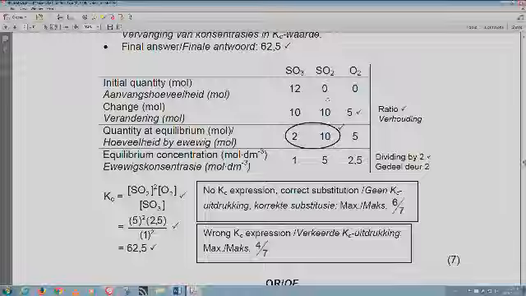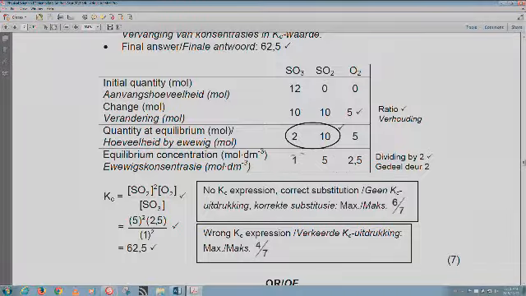And then the initial moles of sulfur dioxide plus the change in moles, giving you the equilibrium moles of sulfur dioxide there. If these 2 are correct, the learner will get that 1 mark. And then for dividing the equilibrium moles by 2 there, all of the equilibrium moles by 2, the learner will get the 4th mark. And then for the correct Kc expression, colleagues, please include the square there for sulfur trioxide.